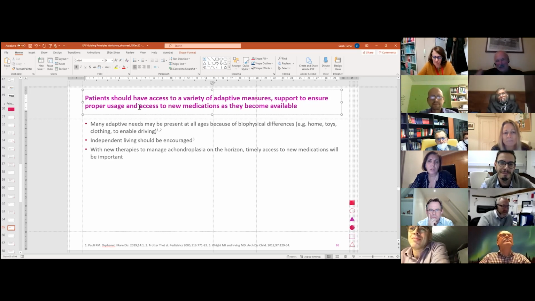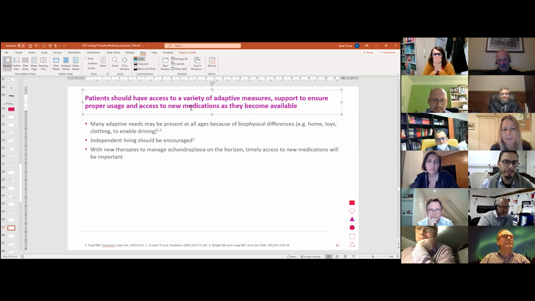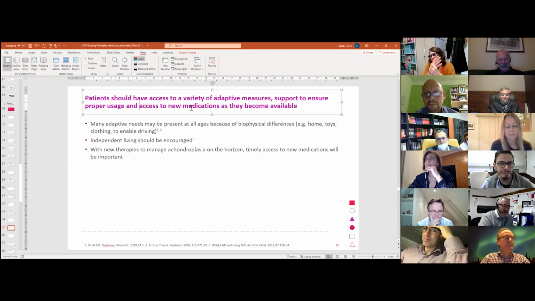So this is maybe like saying you should have adaptations in your life and new medications. Adaptive measure means a certain stool or a chair or something like this. Yeah. The sentiment here is that you should have access to things that make your life more manageable, whether that be home adaptations or medications.